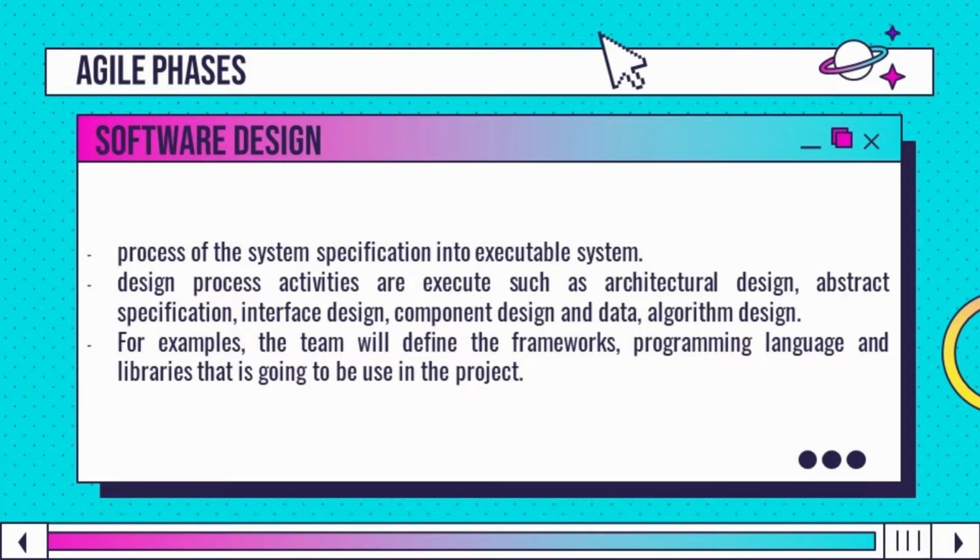Next is the design phase. Design is a process of turning the system specifications into an executable system. Design process activities such as architecture design, abstract specification, interface design, component design, and data algorithm design are executed in this phase. For example, the team will define the frameworks, programming language, and libraries that are going to be used in this project.